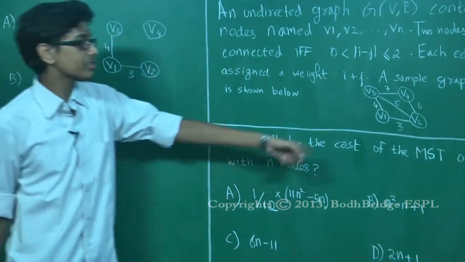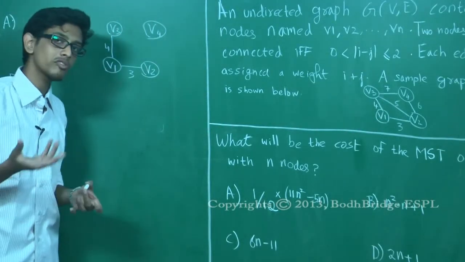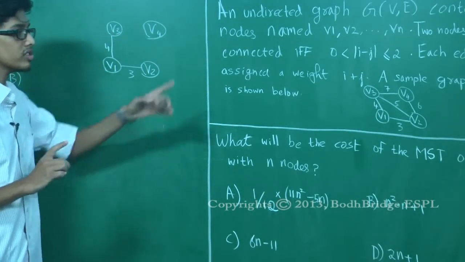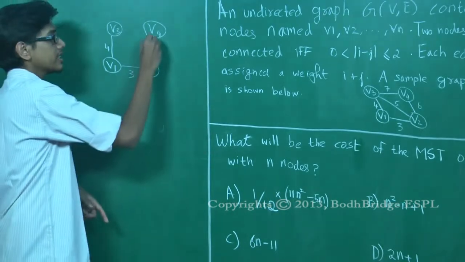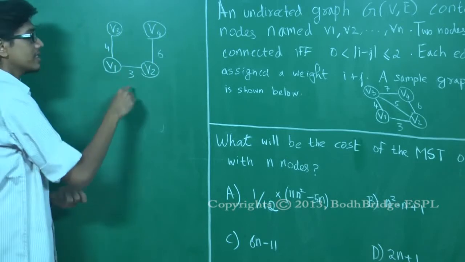The next minimum edge is 5, but if we add 5, a cycle is formed. By the definition of a tree, it's an acyclic connected graph, so we shouldn't add 5. The next smallest is 6. So the cost of this tree is 6 plus 4 plus 3, which is equal to 13.